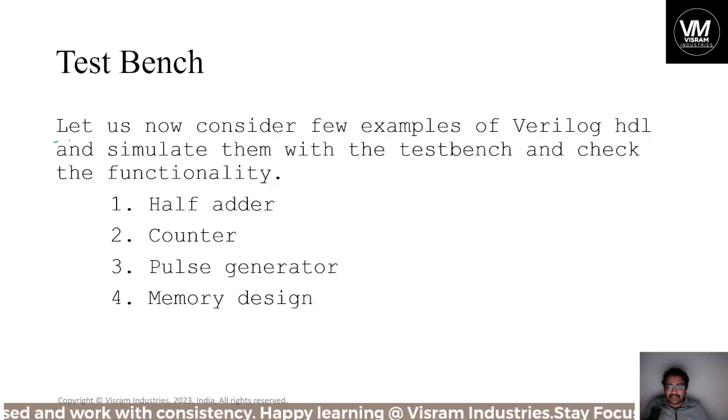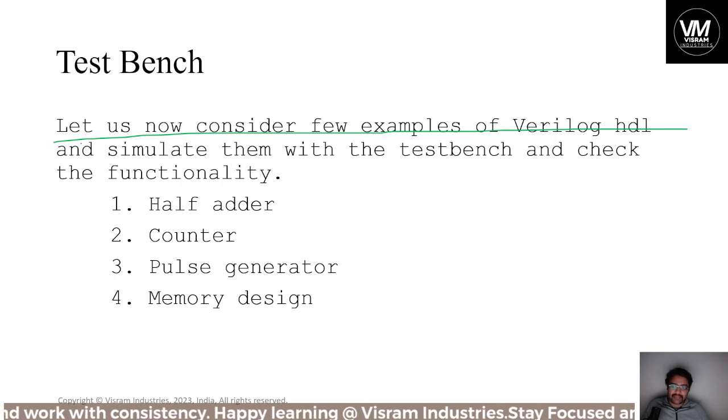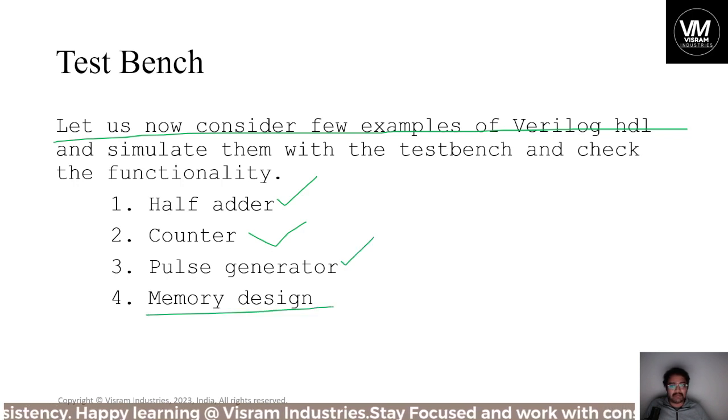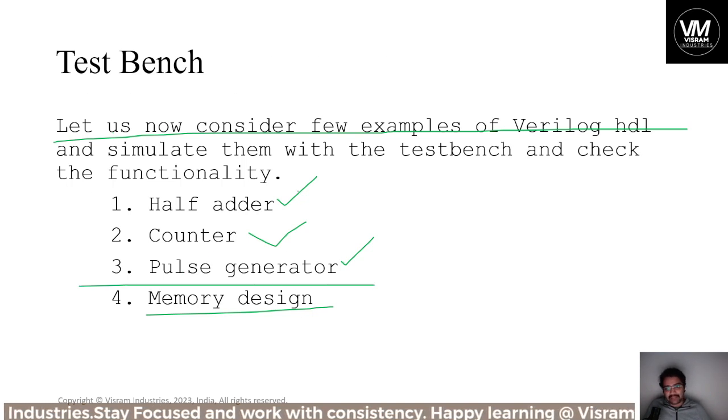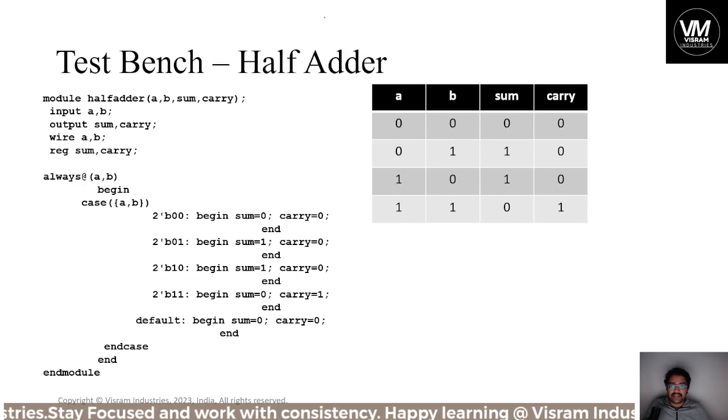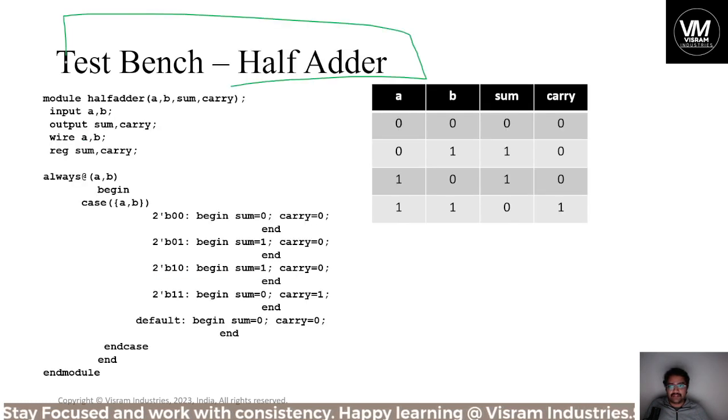Let us now consider a few examples of Verilog HDL. As I have said, I can take a half adder design, a counter, a pulse generator. I'll try to explain a memory design as well, and I'll try to decode it. I can give you good examples of these things. So let us take the first design, the half adder.